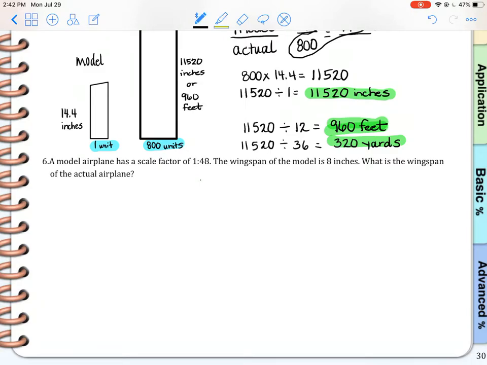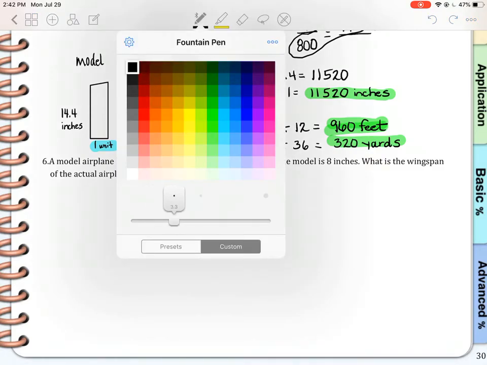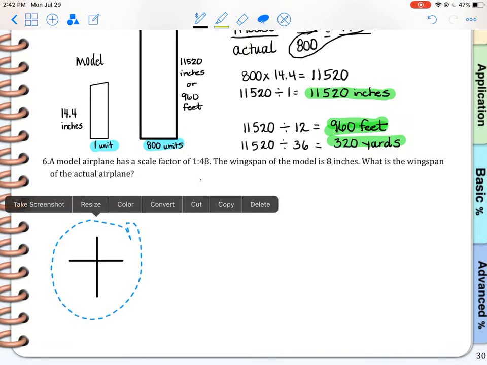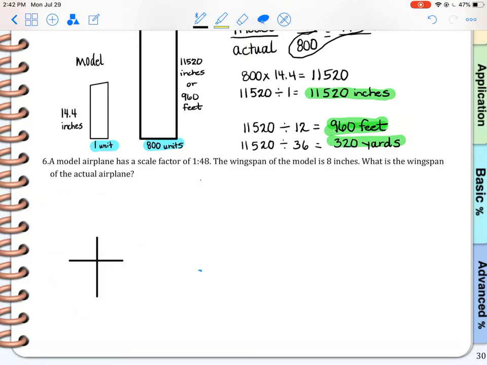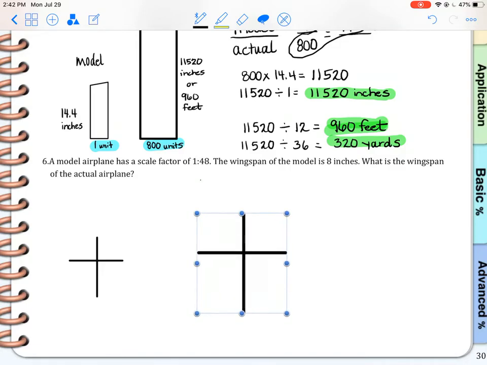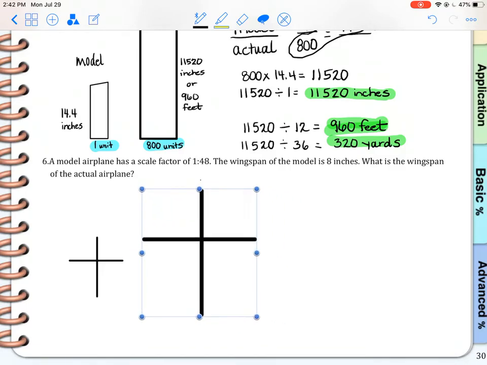So I'm going to sketch a picture of the model, which obviously would be smaller than the actual. So I'm going to just make a crude diagram. That plane would not fly very well, would it? And then I'm going to make a copy of that and enlarge it to represent the real airplane. So I'm going to resize it on a much larger scale.